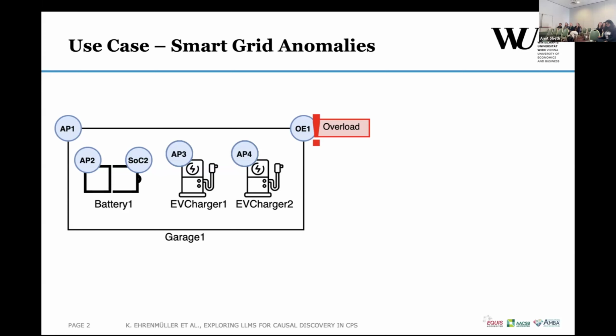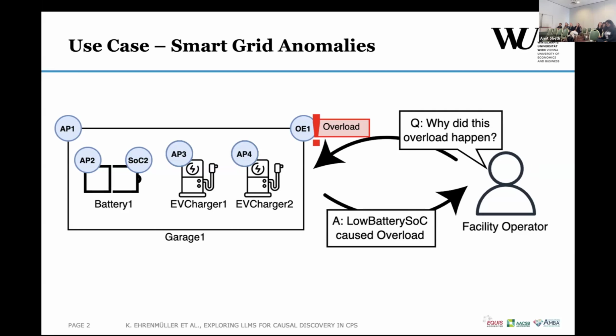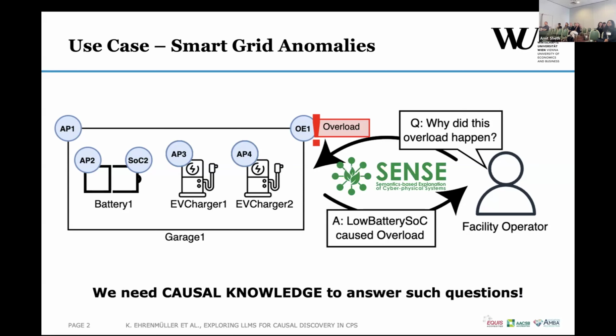Obviously we have stakeholders of the use case. The facility operator, the person operating the garage as a facility, wants to know why this overload happened. Ideally we get an answer like: there was a low battery state of charge, and that's why there was an overload, because the high charging couldn't be handled. This is what we are working on to create as explanations in the SENSE project. To create such explanations, we need causal knowledge in the system to answer these questions.